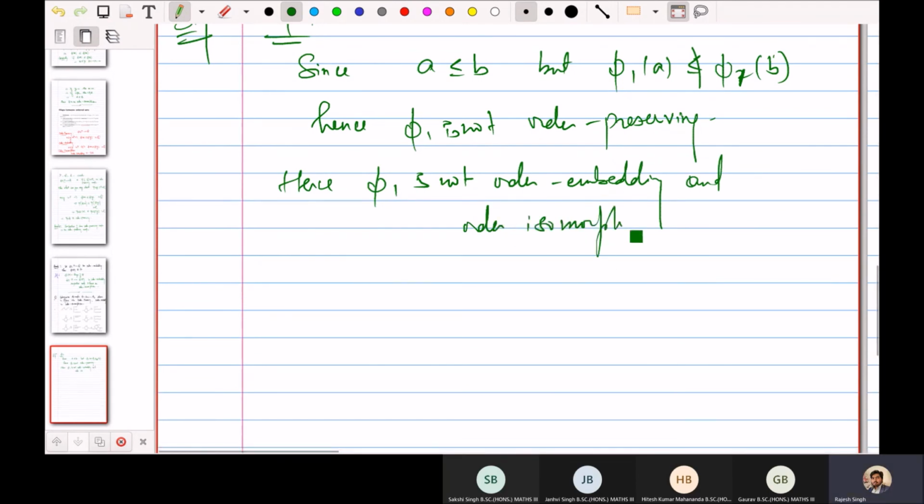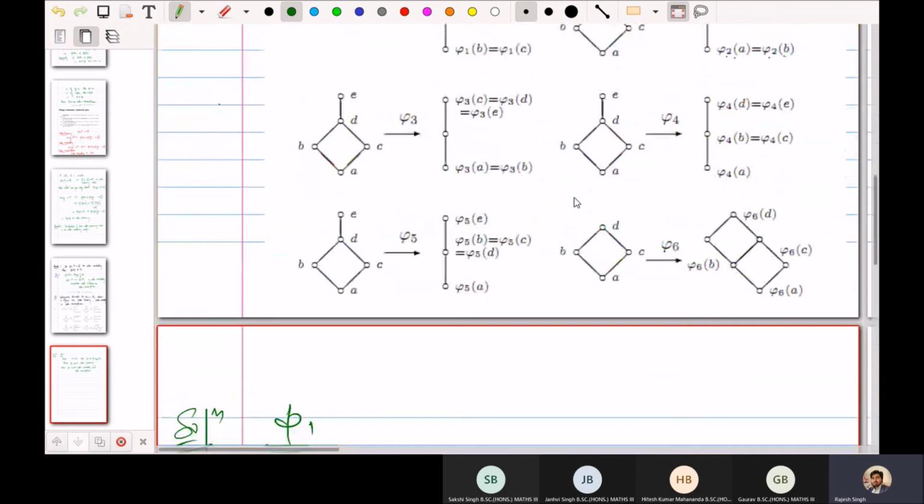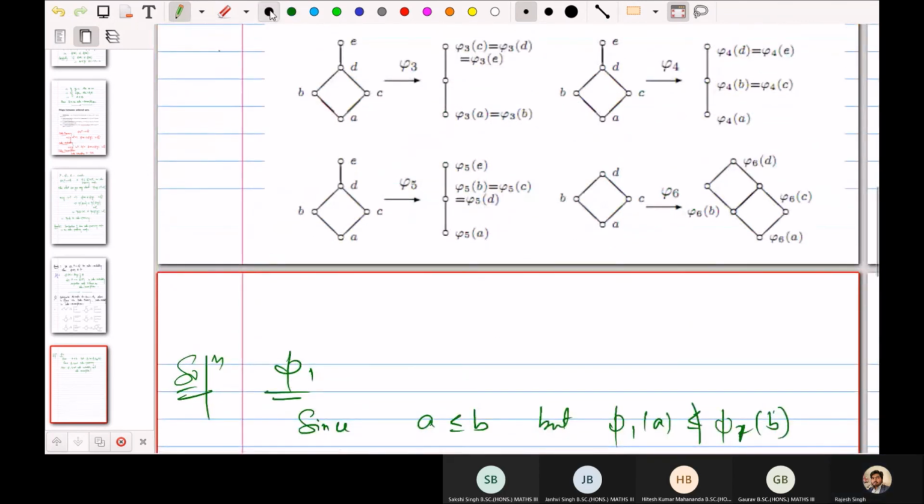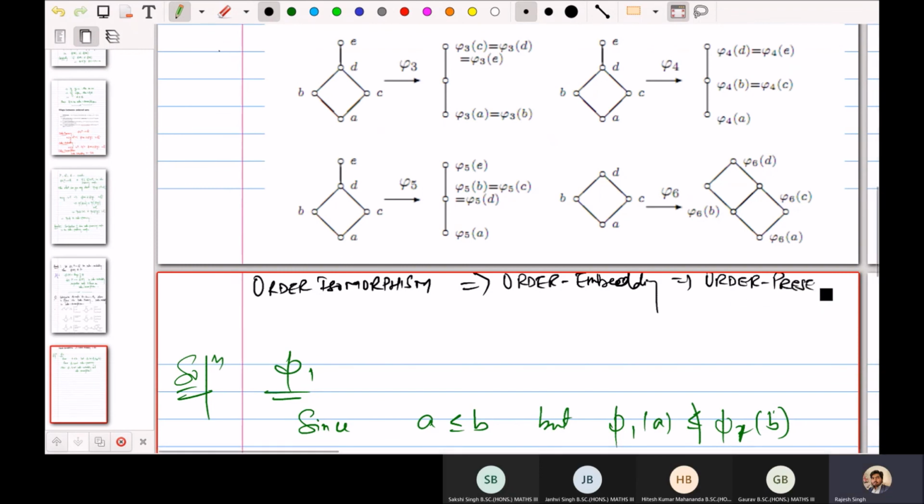isomorphism. ठीक है, तीनों ही नहीं है क्योंकि ऑर्डर प्रिजर्विंग ऑर्डर आइसोमॉर्फिज्म इंप्लाइज ऑर्डर प्रिजर्व, या लिख ही लेते हैं ऊपर सो दैट इट विल ऑर्डर आइसोमॉर्फिज्म implies order embedding, right? And this implies order preserving. So एक चीज शो कर दिया तो तीनों चीज लिखने की जरूरत नहीं है बार बार.